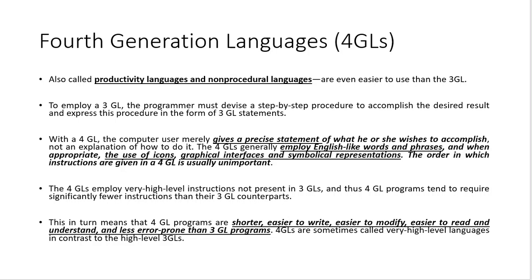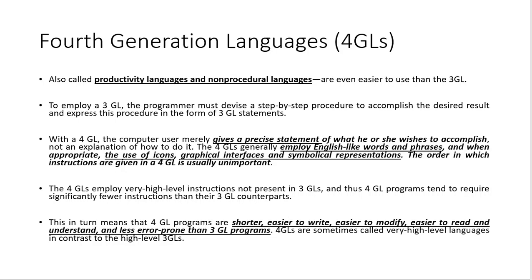To employ a 3GL, the programmer must devise a step-by-step procedure to accomplish the desired result and express this procedure in the form of 3GL statements. With a 4GL, the computer user merely gives a precise statement of what he or she wishes to accomplish, not an explanation of how to do it. Okay, untuk 4GL ni, programmer ataupun user cuma perlu bagi statement, pernyataan yang tepat mengenai apa yang dia nak komputer buat. Bukannya explanation, tak perlu lagi yang ni darab dengan yang ni, kemudian tambah.